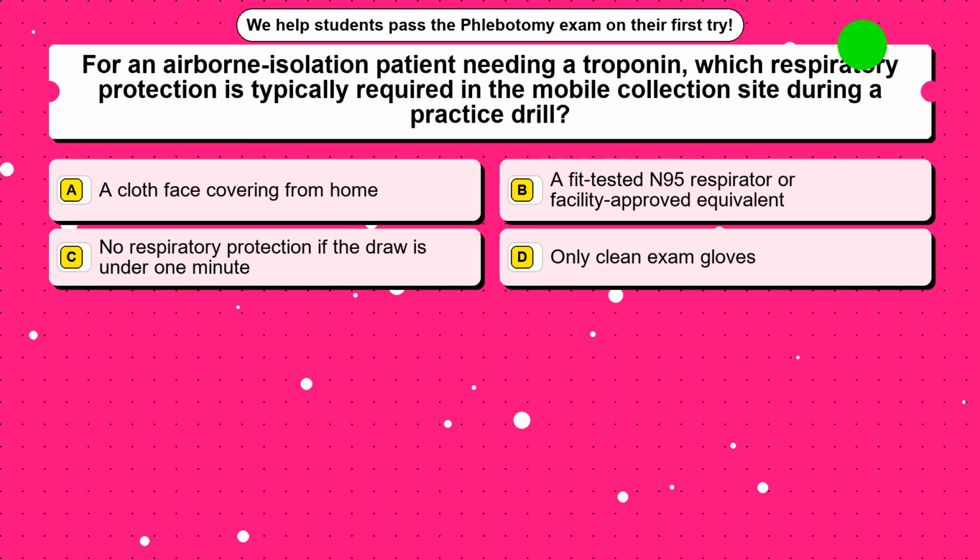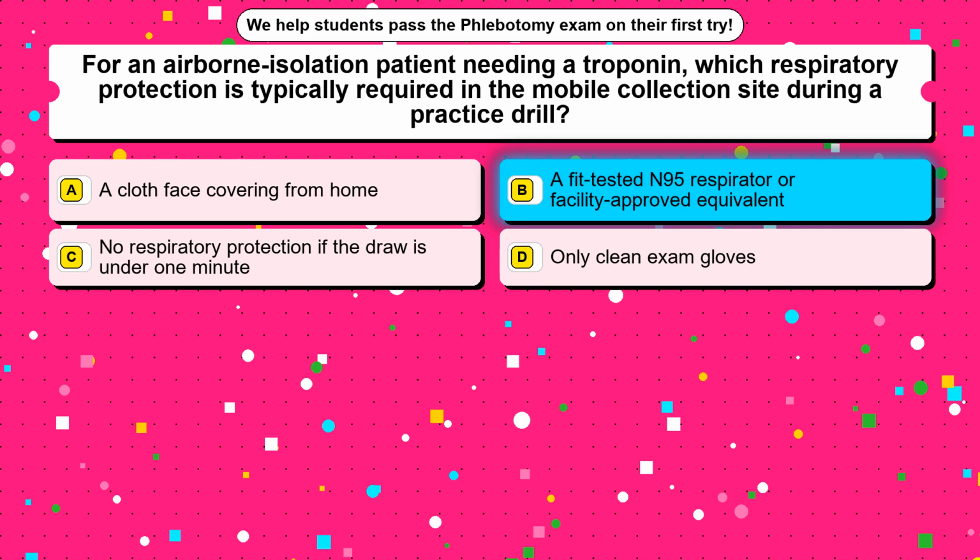Question 3. For an airborne isolation patient needing a blood draw, which respiratory protection is typically required in the mobile collection site during a practice drill? Option A. A cloth face covering from home. Option B. A fit-tested N95 respirator or facility-approved equivalent. Option C. No respiratory protection if the draw is under 1 minute. Option D. Only clean exam gloves.